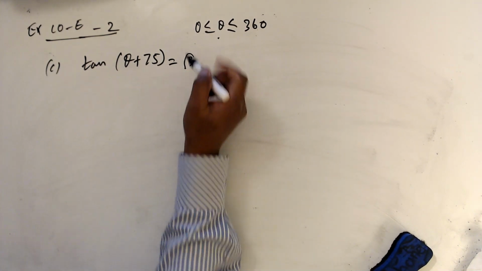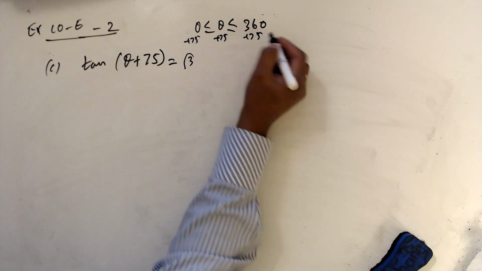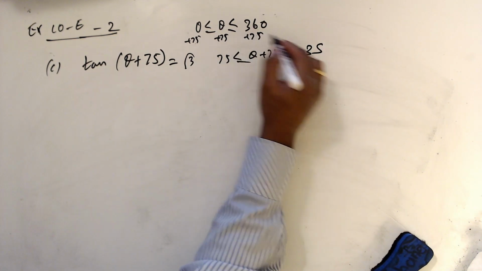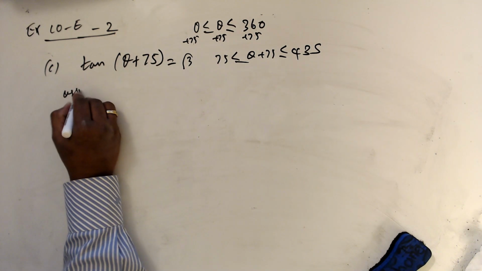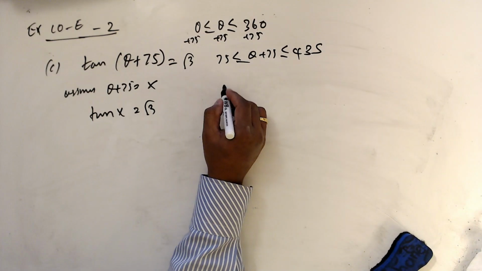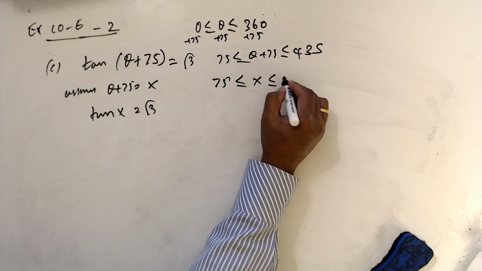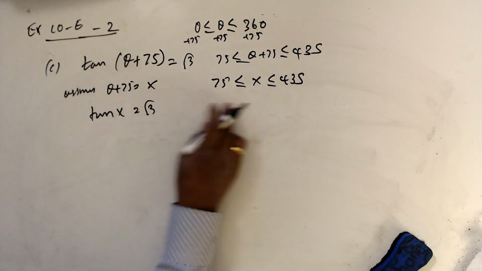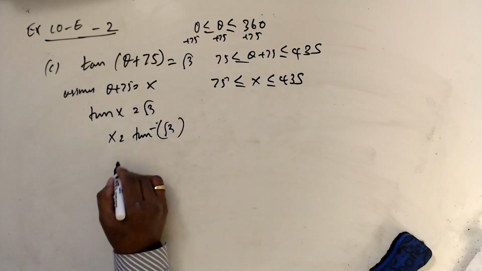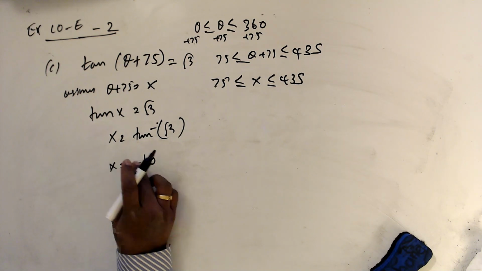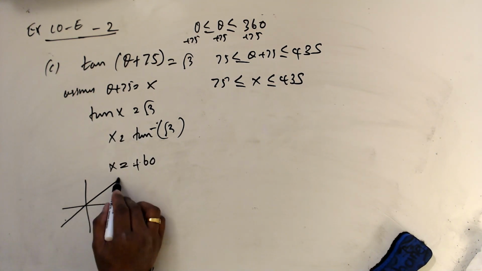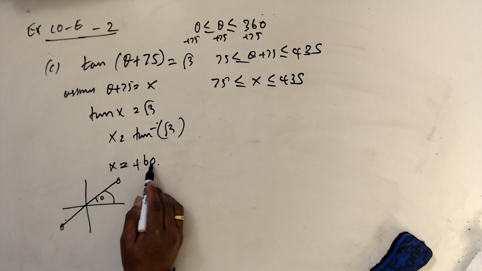I want to make theta plus 75, so I add 75. So this is going to be 75, theta plus 75, and this is going to be 435. Assume theta plus 75 is x, then tan x equals square root 3, and x ranges from 75 to 435. All answers in positive range. X equals tan inverse square root 3, which is 60, and tan is positive on first and third.